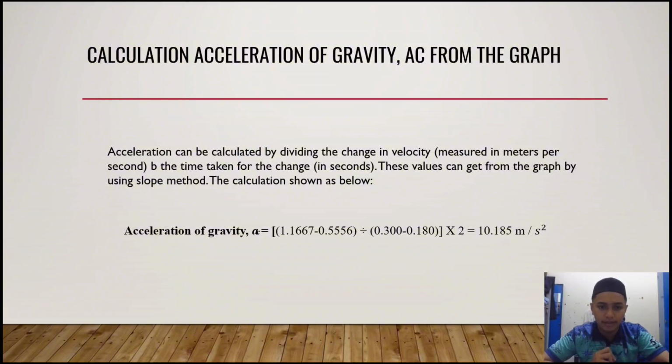Acceleration of gravity is equal to AC, where 1.1667 minus 0.556 divided by 0.3 minus 0.18, and then times 2, and we sum the result as 10.185 meter per second square.